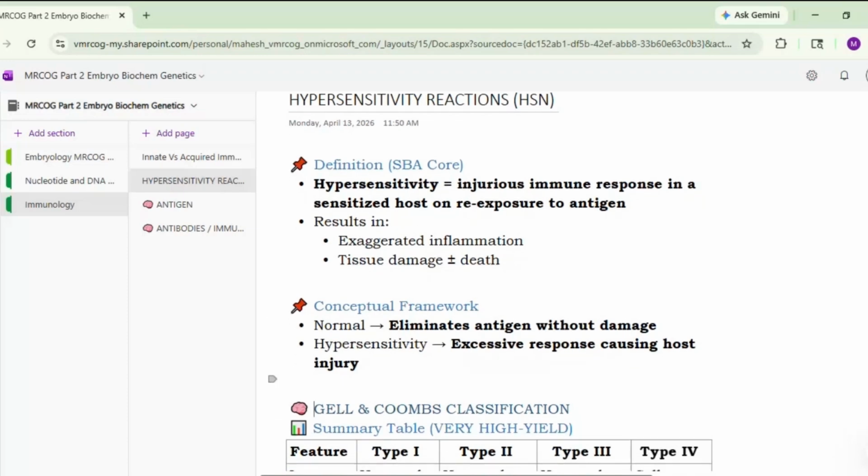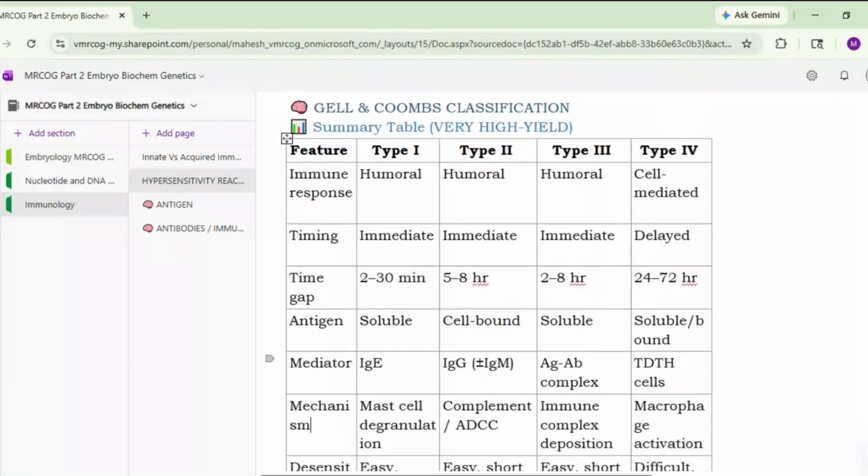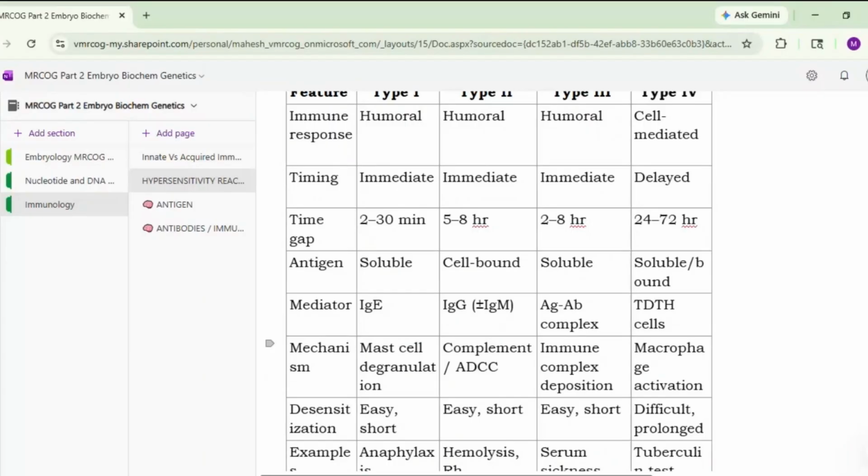So there is the Gell and Coombs classification. There are a total of 4 types of hypersensitivity: type 1, type 2, type 3, and type 4. In types 1, 2, and 3, there is a humoral response, that is antibody mediated, while type 4 is the cell mediated response. Timing: types 1, 2, and 3 are immediate responses, while type 4 is a delayed response, 24 to 72 hours after the antigen exposure.